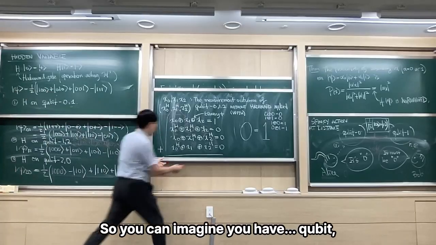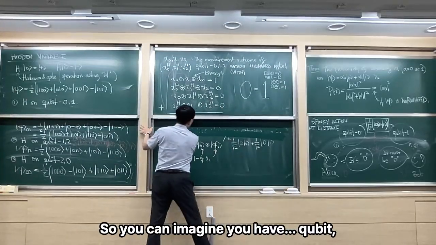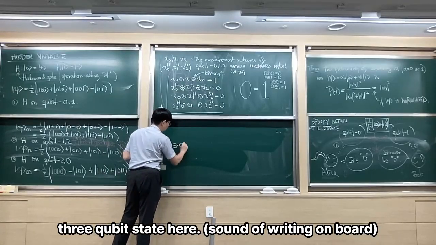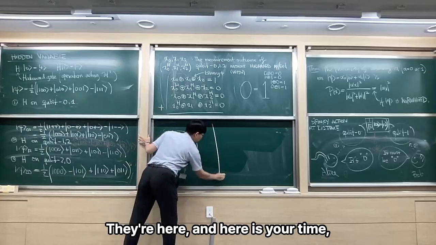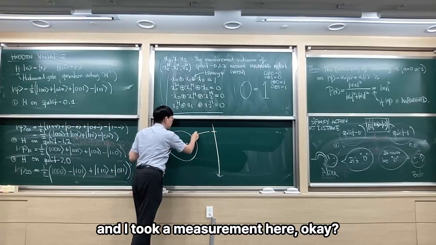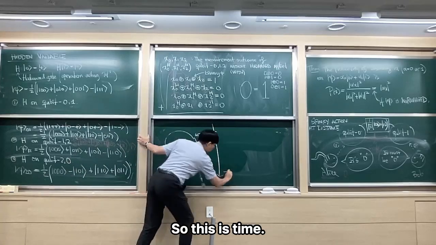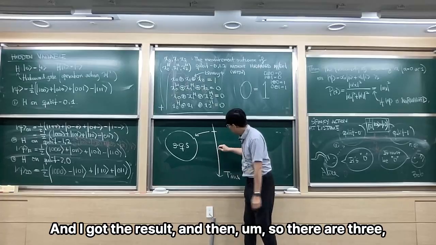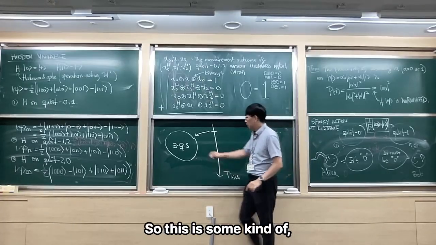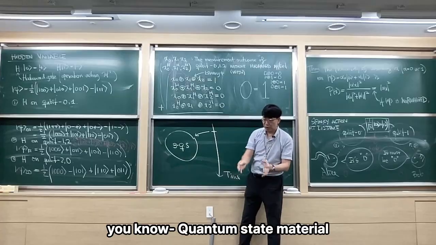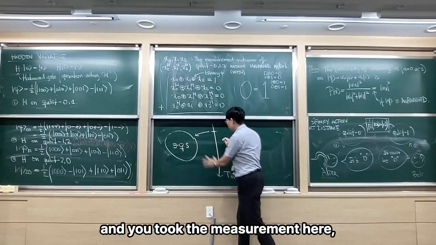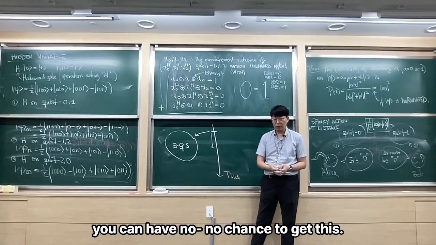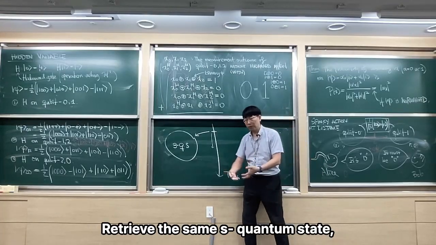So you can imagine you have a 3-qubit state here, and here is your time. And I took a measurement here. Okay, so this is time. And I got the result. And then, there are many possibilities. So this is some kind of quantum state material. And you took the measurement here, and time passed. And when the time passed, you have no chance to retrieve the same quantum state.